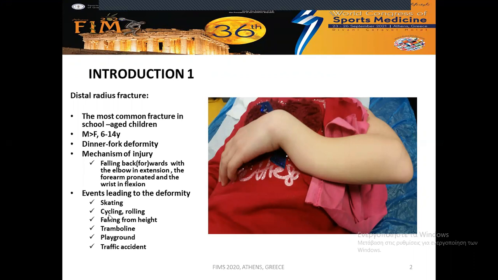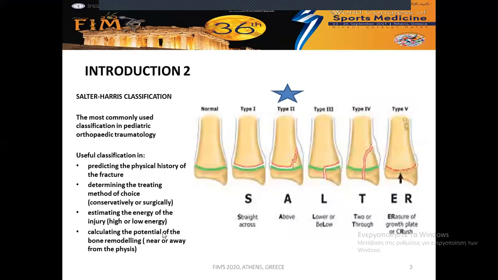Events leading to the deformity are likely to be skating, cycling, rolling, falling from height, trampoline and playground injuries, and of course, traffic accidents. You know from the lessons of orthopedics and traumatology that the Salter-Harris classification is the most commonly used classification in pediatric orthopedic traumatology.